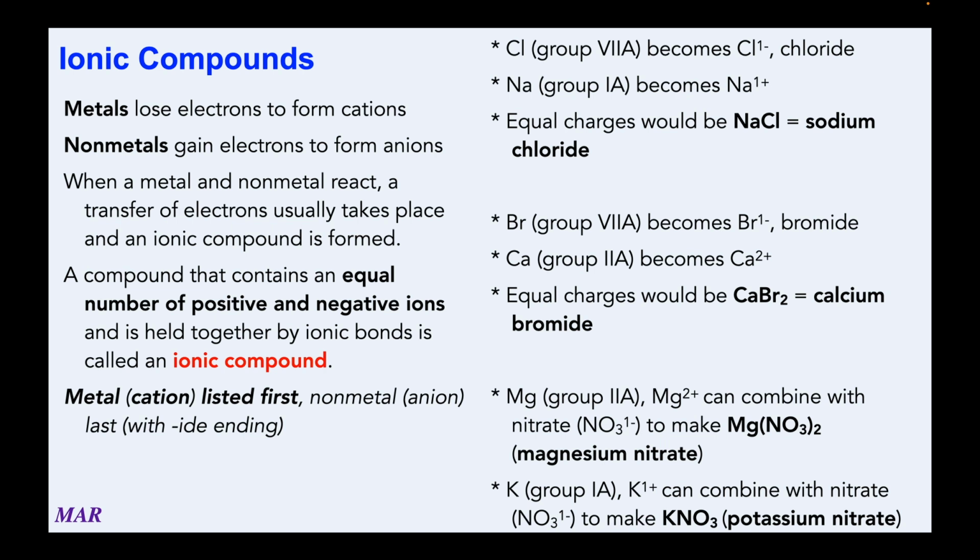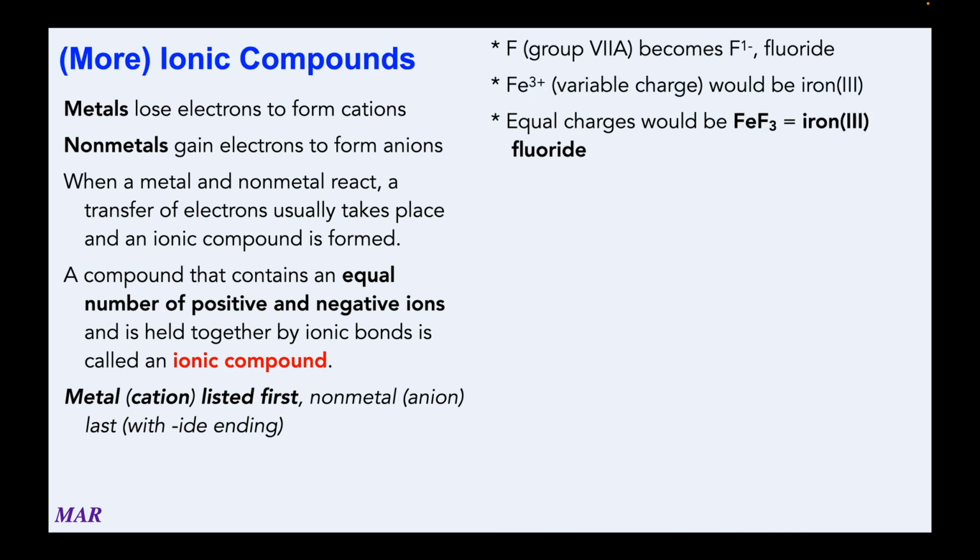Potassium and nitrate would be a +1, -1. That would be written KNO3, potassium nitrate, no parentheses. Only use parentheses if there's more than one polyatomic ion. That's really important in chemistry. Here's some more examples. You can have fluoride, which is F-1.